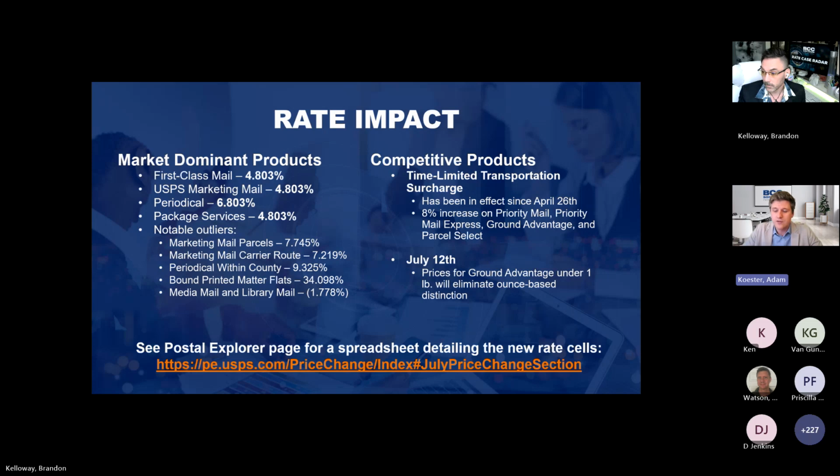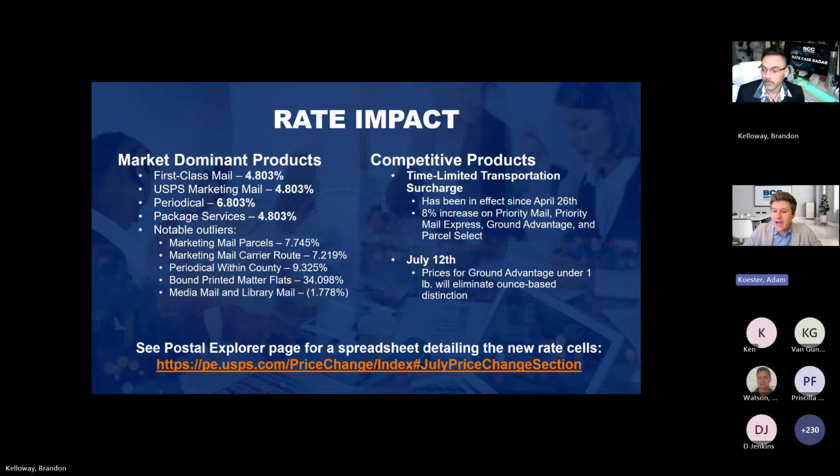Periodical is set to go up 6.8% as well, because again, the majority of that product is still not covering its cost completely, so they have a little bit of extra rate authority there. There's a few notable outliers in terms of those percents as well. If you go look at the PRC filing that they've done, Marketing Mail parcels and Marketing Mail carrier route pieces are both north of 7%, so keep an eye on those. The within county periodical pieces are getting a pretty large bump as well at 9.3%. Bound Printed Matter flats has the largest increase, I believe, in the filing at 34%. And then the Media Mail and Library Mail is actually dropping 1.7% as well. That's all on the market dominant side.